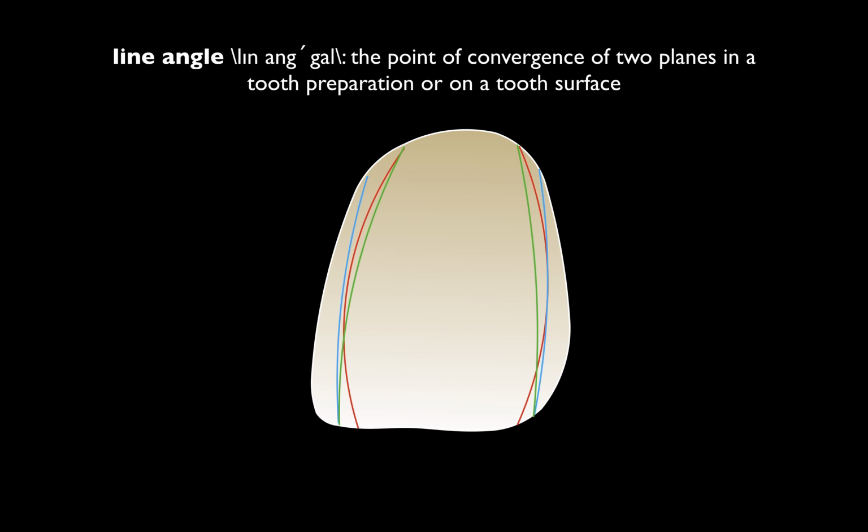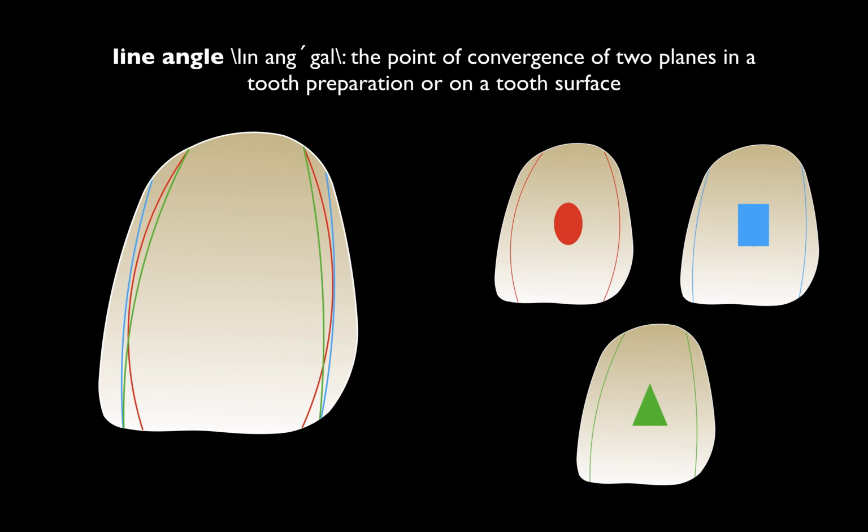The important thing about the morphology of the tooth is the line angle. This is defined as the point of convergence of two planes on the tooth surface. If you look at the colored lines I've placed on this tooth, they represent different line angles. What's fun about line angles is that they can influence the way a tooth looks to us. In traditional tooth arrangement setups, you could create a more ovoid shaped tooth using the red line angles, make the tooth appear more square using the blue line angles, or more triangular using the green line angles.